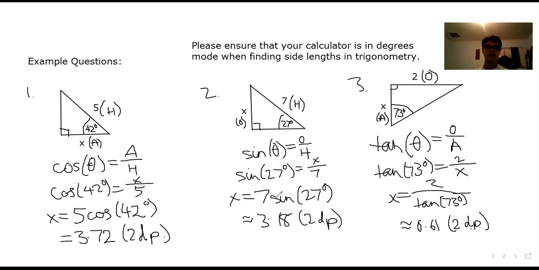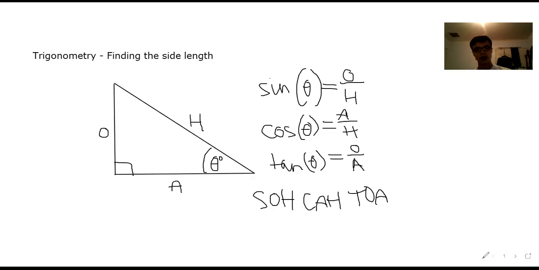Good. So hopefully this all helps, and hopefully you've learned something from this lesson and have a better understanding of how to find side lengths using trigonometric functions. And let's remember our trig functions: sine theta equals O over H, cos theta equals A over H, and tan theta equals O over A, or opposite divided by adjacent. The easiest way of memorizing these formulas is using SOHCAHTOA. So SOH, CAH, TOA.